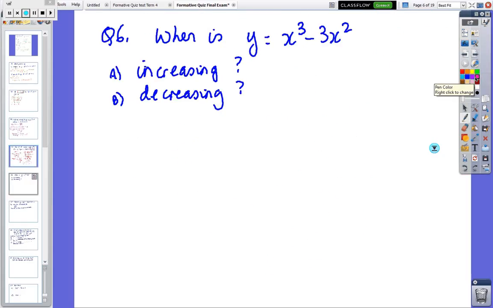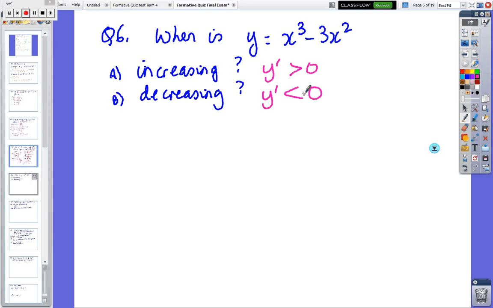Okay, when is this increasing, when is it decreasing? Okay, so you don't have access to Desmos, so you have to use derivatives. So this will be when y dash is positive, this will be when y dash is negative. Okay, so we've done these ones before, but check your notes, but otherwise come back in a minute.